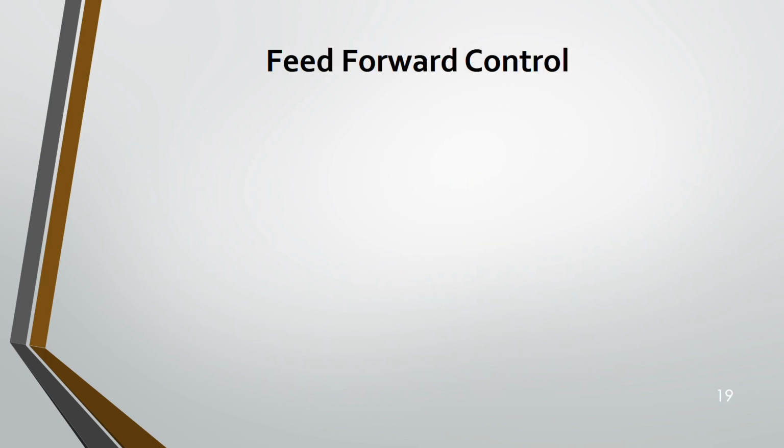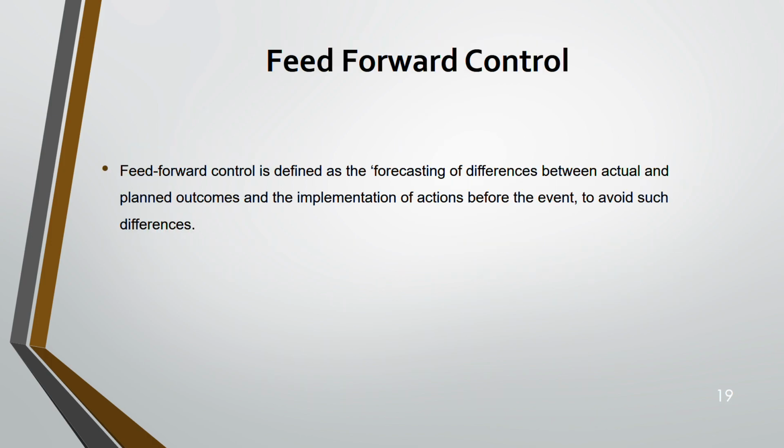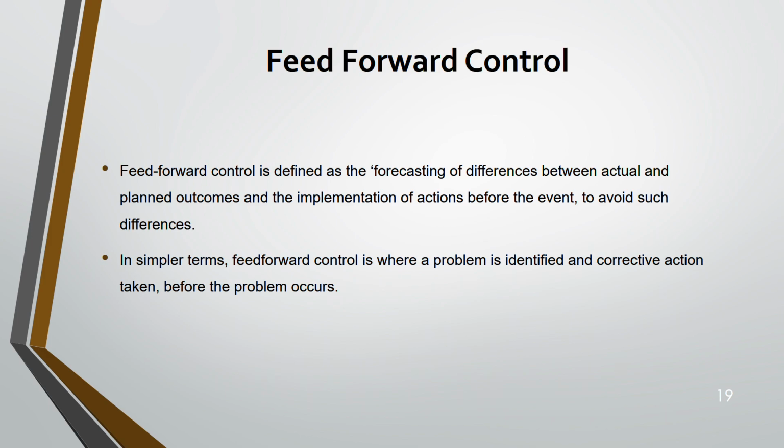Feed forward control. Feed forward means focusing on differences between actual and plan outcomes and the implementation of actions before the event. You are implementing the actions before the event took place. You understand? So that this difference you avoid. In simpler terms, you identify a problem and before the problem actually occurs, you start taking corrective action.